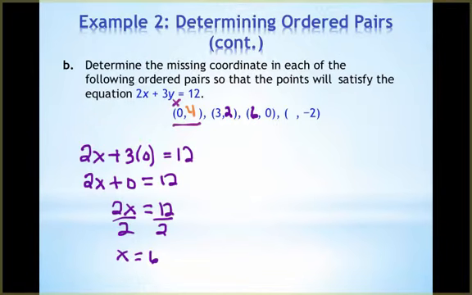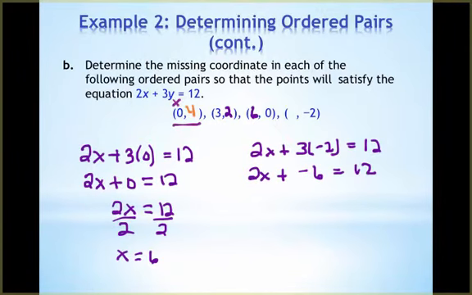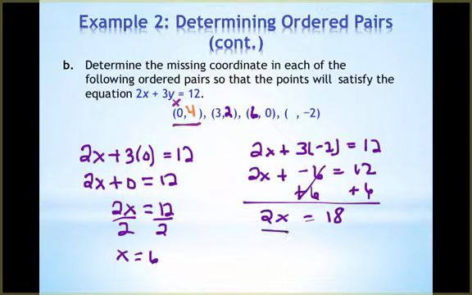And the last one, what if our y is negative 2? So 2x plus 3 times negative 2 equals 12. 3 times negative 2 would be negative 6. But then we're going to add 6 to both sides and get 2x equals 18 and divide by 2 and get that x equals 9. So when our y coordinate is negative 2, our x coordinate is 9.